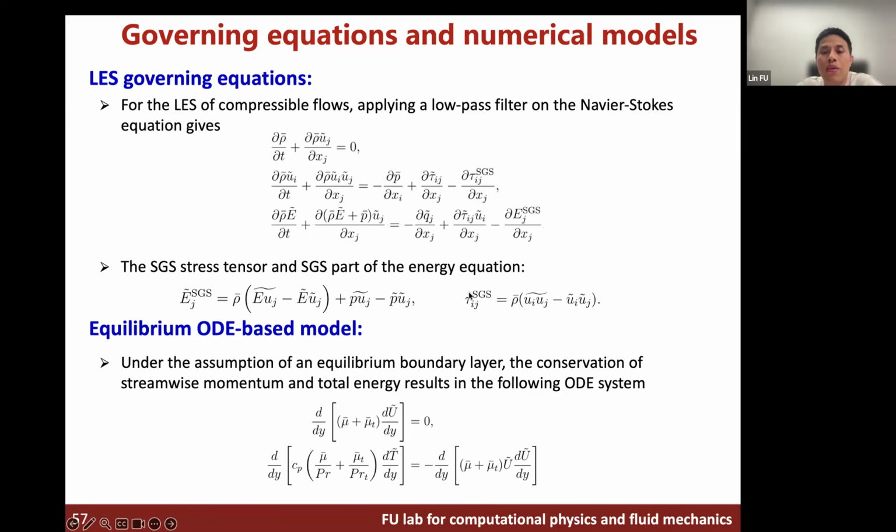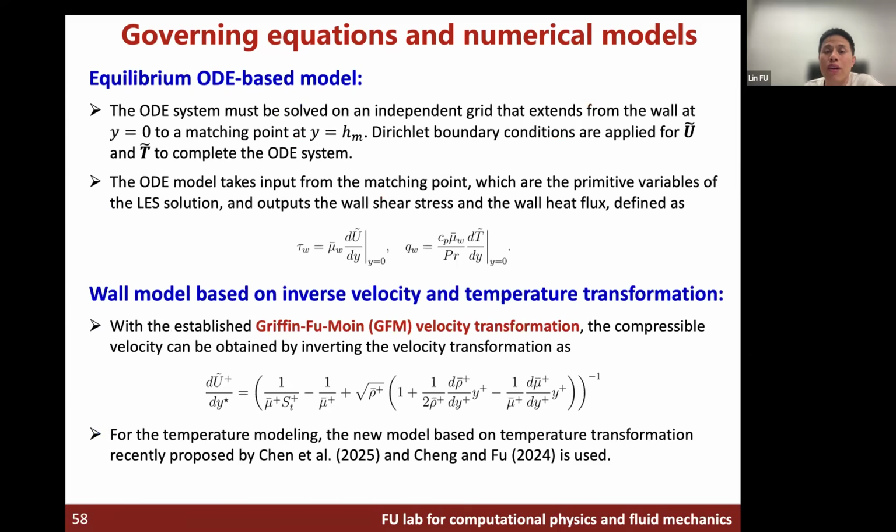this subgrid-scale term. Classically for wall models, from Larsson's work for compressible flow, most solve the ODE model, but this ODE model is apparently not accurate for hypersonic flow. You can easily do the a priori test. As long as the Mach number is high, compressibility is high, and heat transfer is high, the error is unpredictable. It can be very high, even 100%.